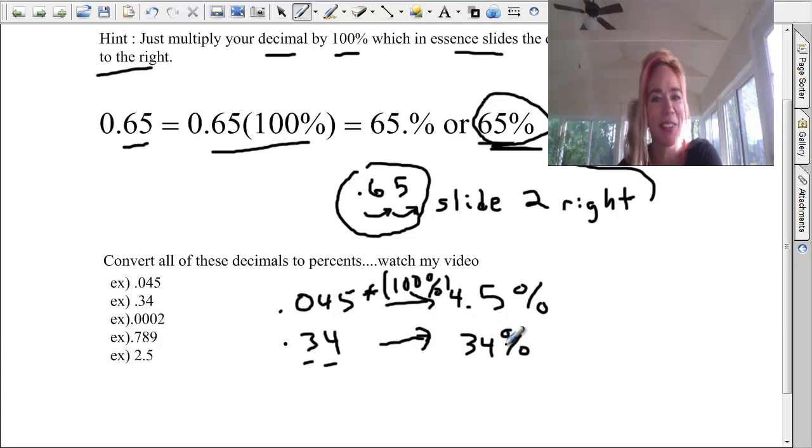If you're hearing birds, I was wondering that too. If you're hearing birds chirping in the background, I'm in my sunroom as I do this with you. So lots of birdies.